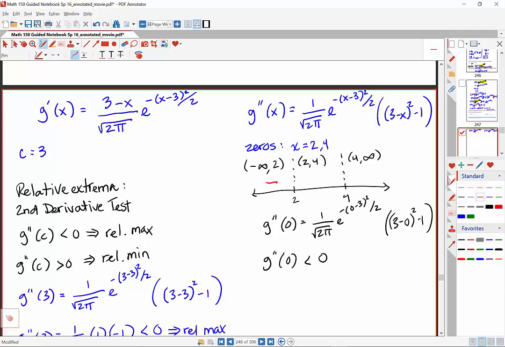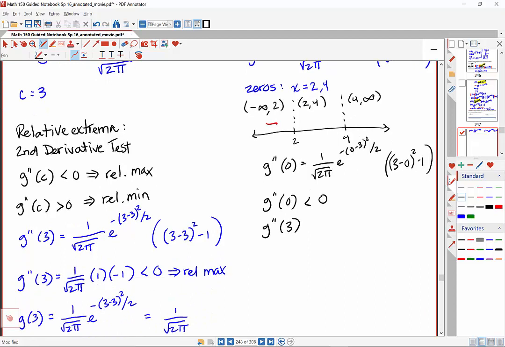Okay, so we already have g double prime at 3, and g double prime at 3, oh no, you know what? I'm sorry. I'm spacing out here. This is going to be positive, right? This is going to be positive. So those two positive factors mean that we'll have a positive. So g double prime at 0 is greater than 0.